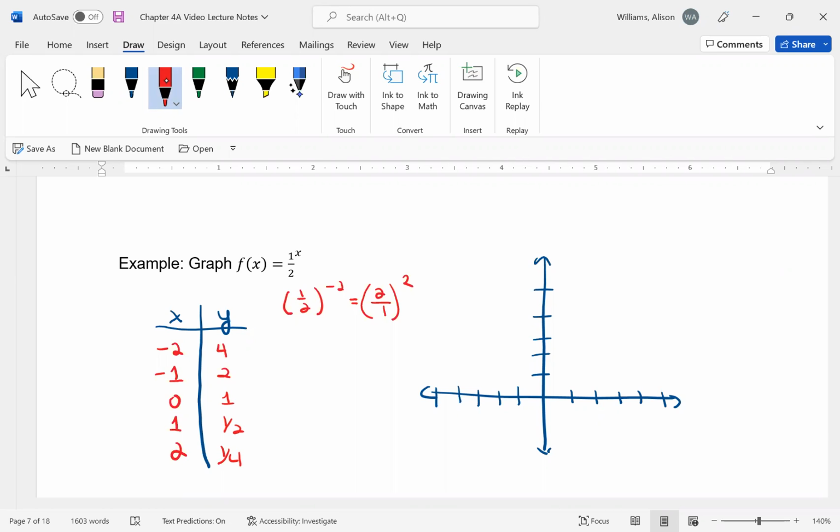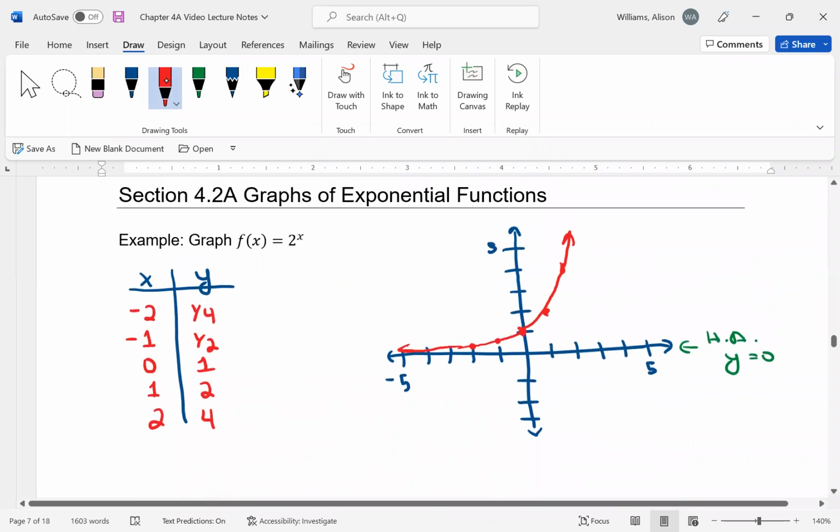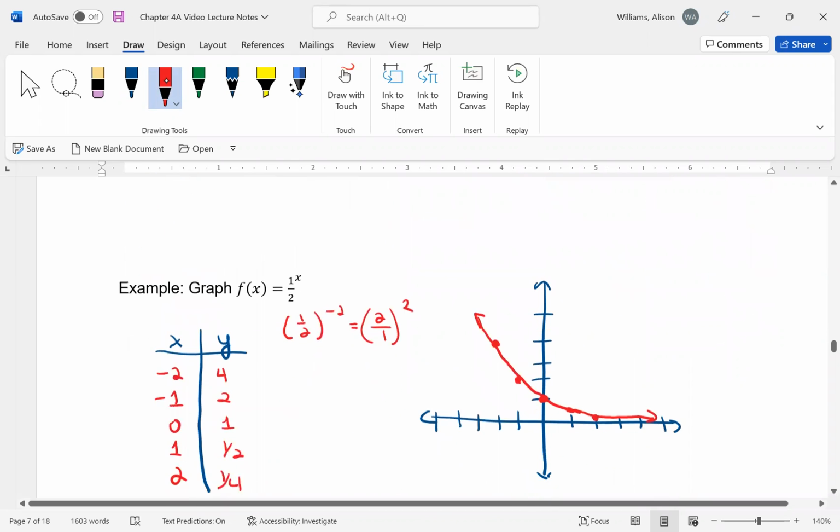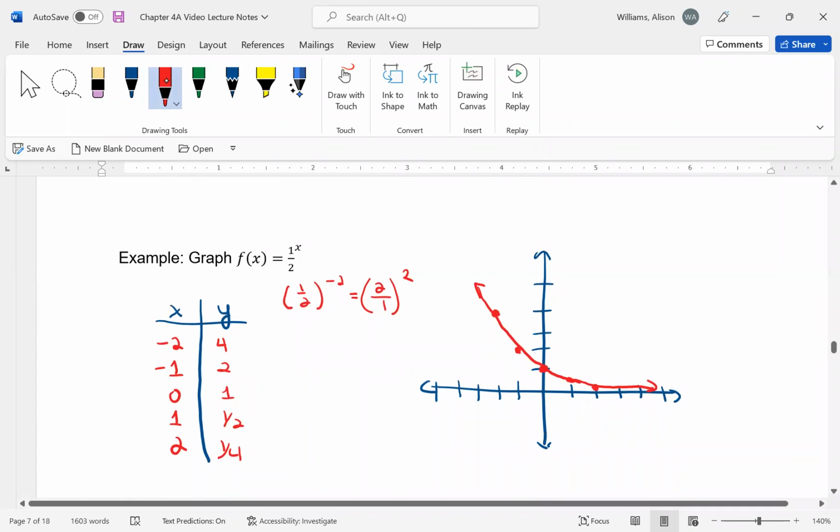So what we have here is a reverse of the graph we have above. That should have been starting at 4. There we go. Then to 2, then 1, then 1/2, and then 1/4. So we still have a horizontal asymptote at the x-axis, but it is going the reverse direction. This thing is decreasing as it goes, whereas the other graph above is increasing. Both graphs, by the way, are concave up since it's cupping upwards. But there we go. There's our graphs.